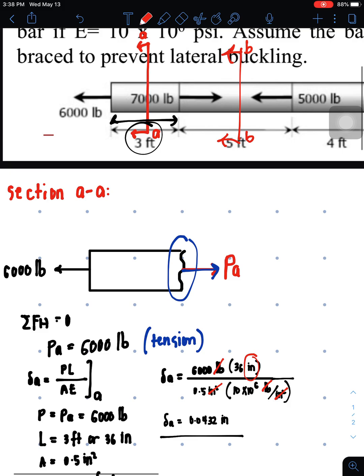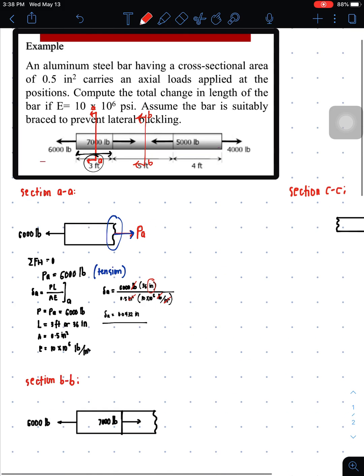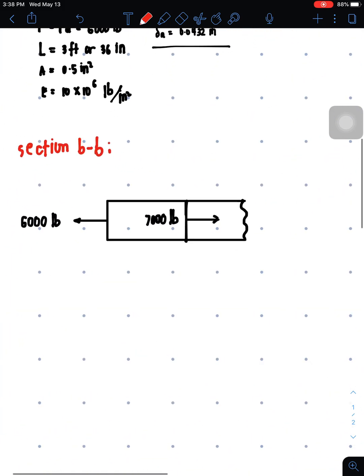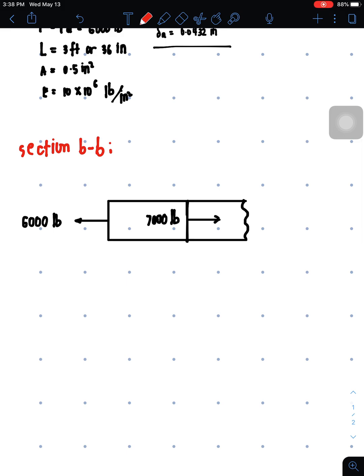And I copied the 7,000 here and this one. So this is here. Okay, so as you observe, 6,000 versus 7,000, it is imbalanced. So we need a force that will act counter to the 7,000, since 6,000 is just lesser. So 7,000 is to the right and 6,000 is to the left. So we need 1,000 more.